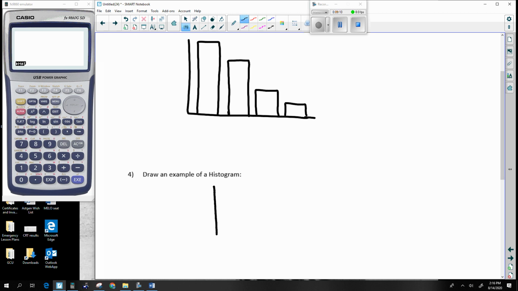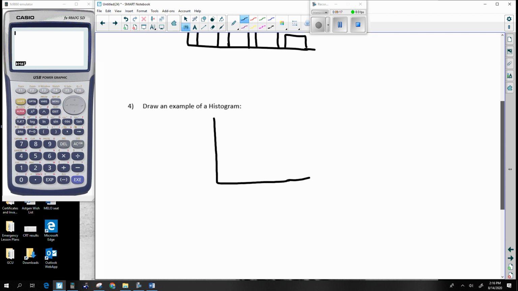All right, number 4, make a histogram. So this is where bars touch and they can go wherever they want. But again, the bars have to have the same width. So try to create bars with the same width. Again, they can go up and down, they can do whatever you want them to, as long as they have the same width. There you go, that's a histogram.